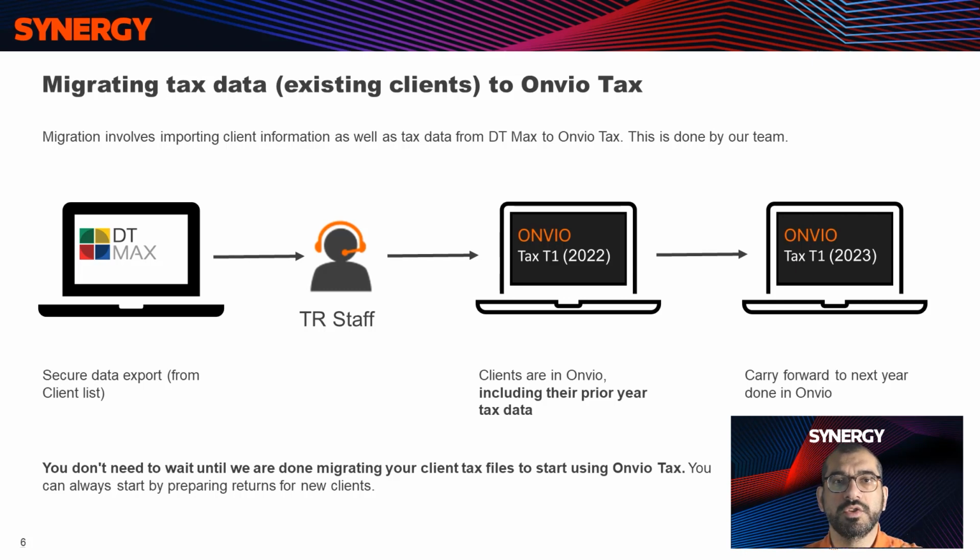We ask that you provide us extracts with 30 to 50 clients at a time. That will allow us to convert the client files that you gave us and give them back to you and validate them in a timely fashion. Once you're done filing those clients in Onvio Tax or close to being done, you'll give us another set of 30 to 50 clients and we'll move forward and so on.